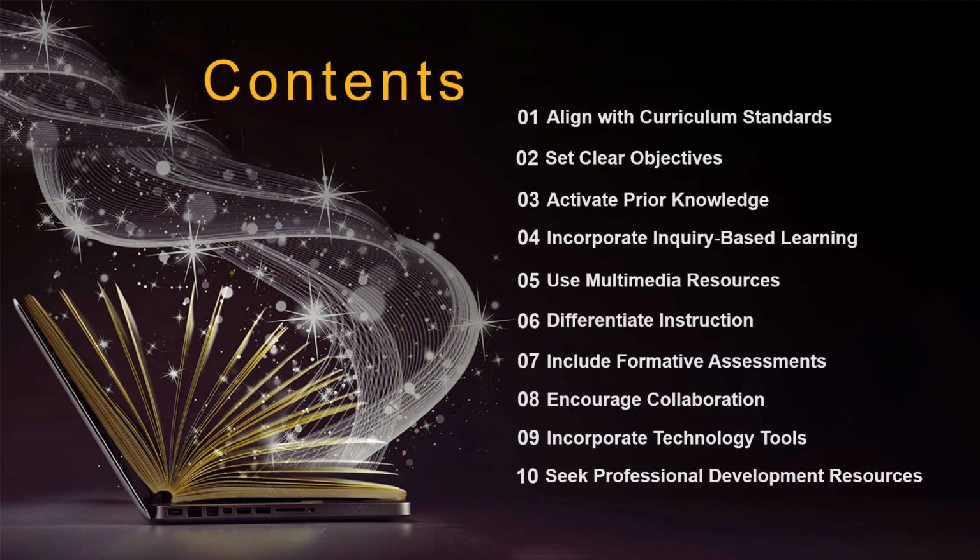Here are some strategies and resources that can help in creating effective lesson plans for high school science subjects. 1. Align with curriculum standards. 2. Set clear objectives. 3. Activate prior knowledge. 4. Incorporate inquiry-based learning. 5. Use multimedia resources. 6. Differentiate instruction. 7. Include formative assessments. 8. Encourage collaboration. 9. Incorporate technology tools. 10. Seek professional development resources.